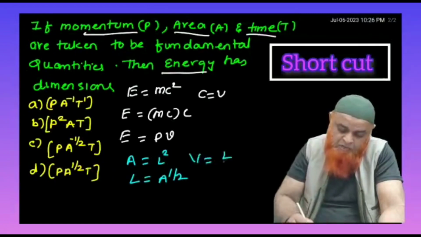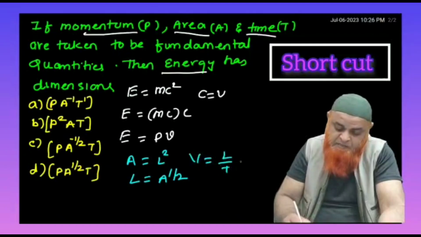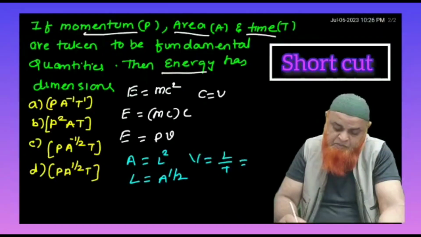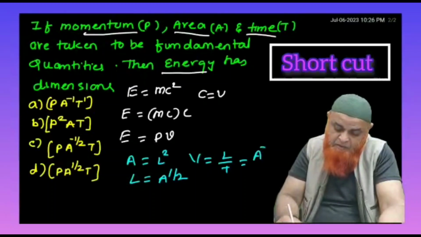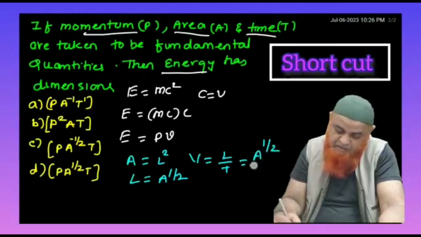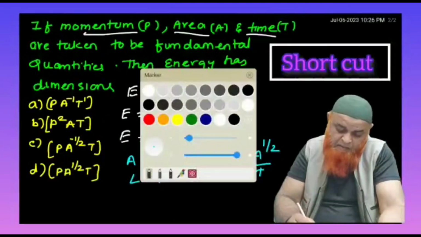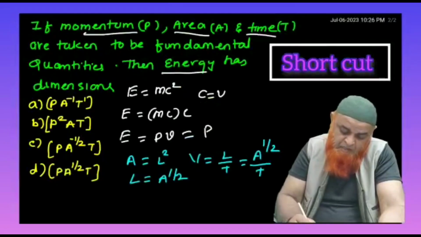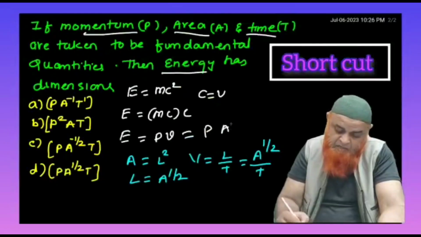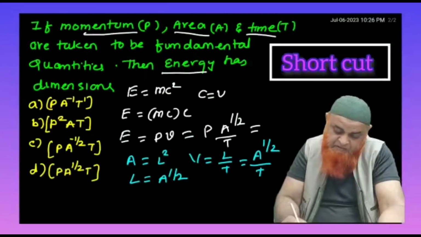And you know that velocity is nothing but displacement by time. So instead of displacement L here, I'll be taking A power 1 by 2. So I am writing here now A power 1 by 2 by t. So now what I am going to do here is, I will just write p like that only. Instead of velocity, I will write A power 1 by 2 divided by t.